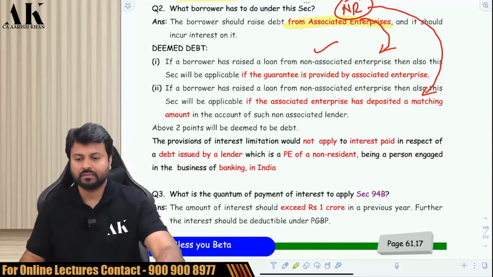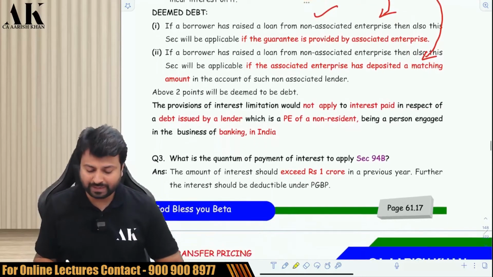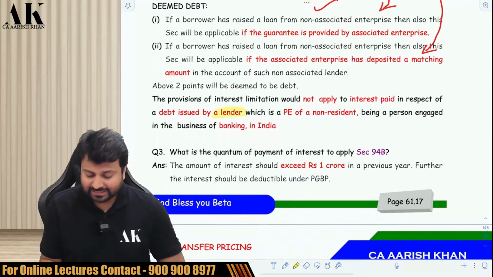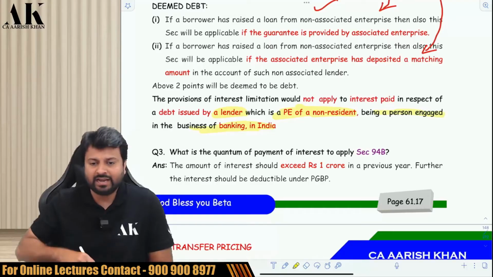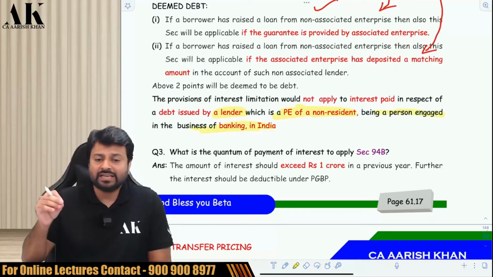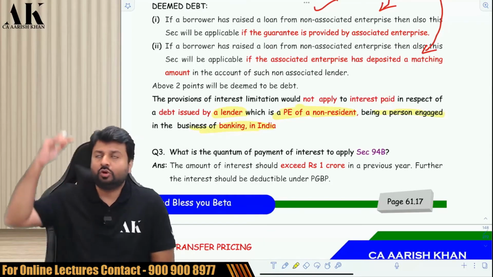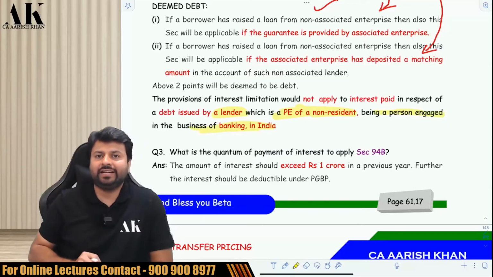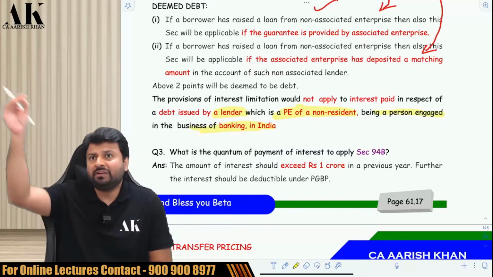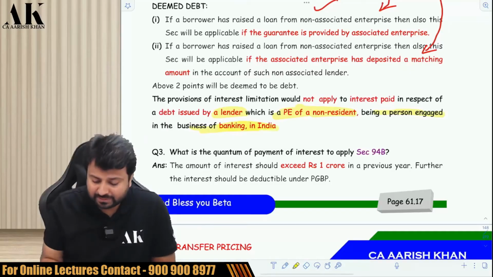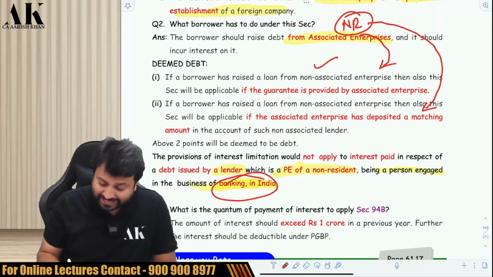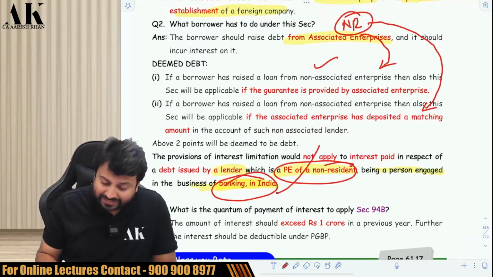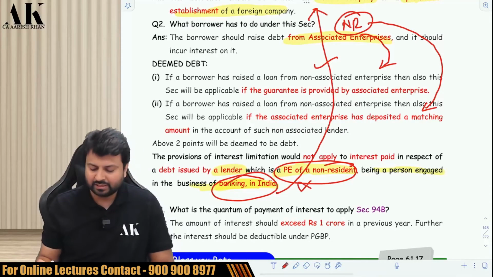Check it please. Now in some cases this provision will not be applicable if the lender is a PE of a non-resident and is a person engaged in the business of banking in India. So the non-resident is outside India and the lender is in India, and that lender is a PE of a non-resident only and is engaged in the business of banking. If such a big banking entity, which is a PE of a non-resident, is giving a loan to us, then this particular section is not applicable.